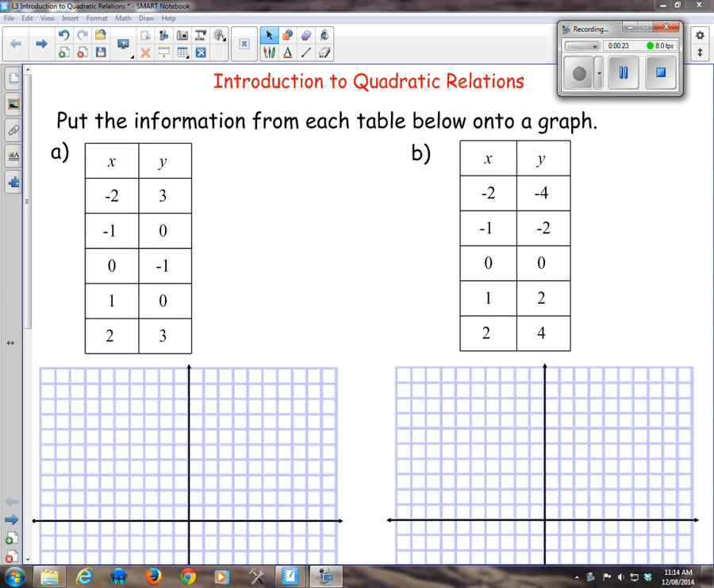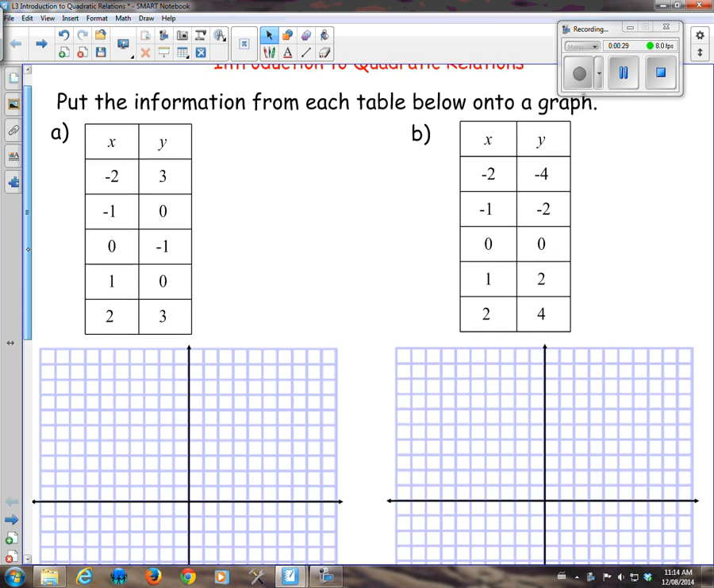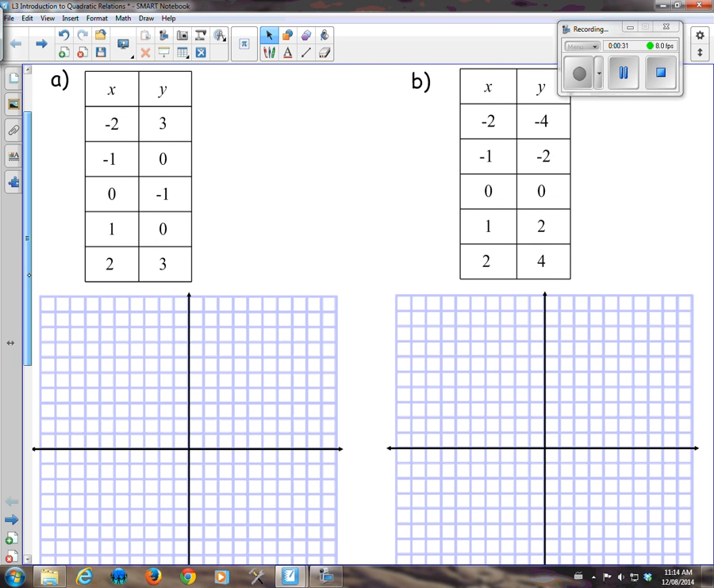So I've given you two tables of values, and we are going to put the points for those tables of values onto the graph. So when I do that, we'll see what happens. We're going to remember our X and Y axis. For those of you that don't like graphing, I guess you better get over that because we're going to be doing a bit of it.